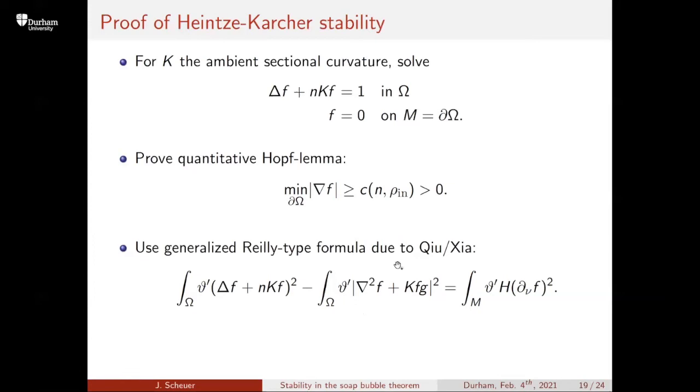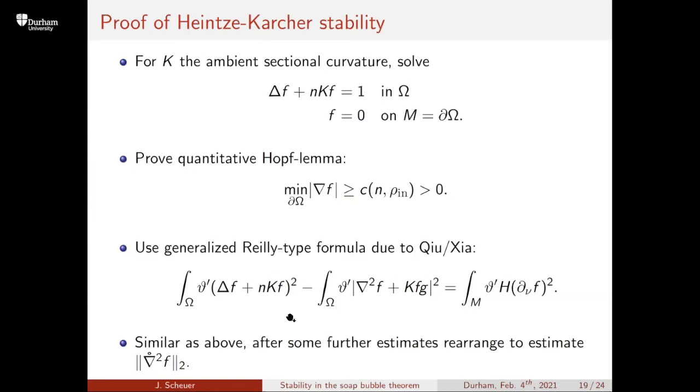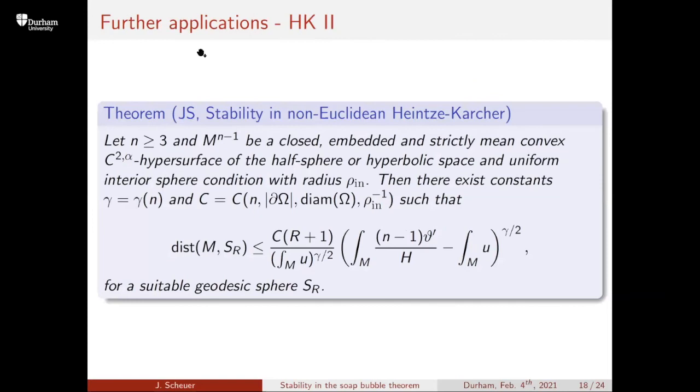And then you plug this in and do very similar computations to what we did before. This is then pretty much straightforward to do, like the kind of estimate that we have seen at the very beginning of the talk. So from this difference here on the left-hand side, you get the Cauchy-Schwarz deficit into play, and then you can use the general stability result to get this Heintze-Karcher thing. Okay, so this was the second application.